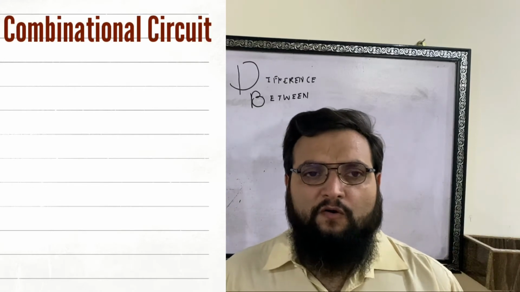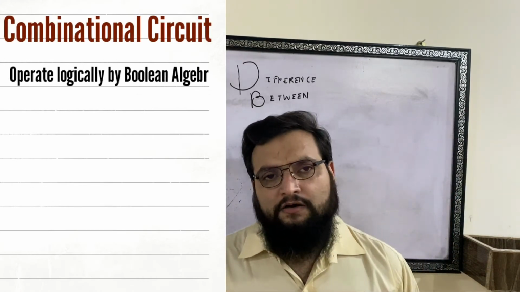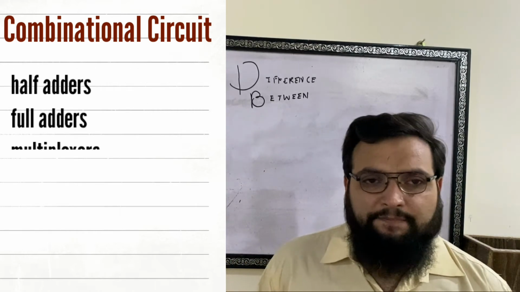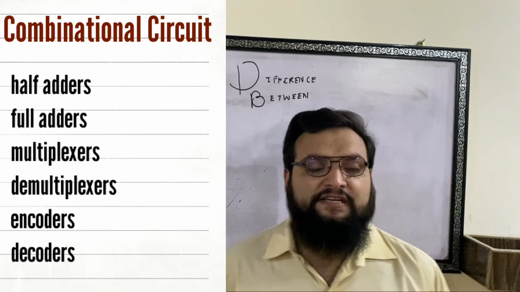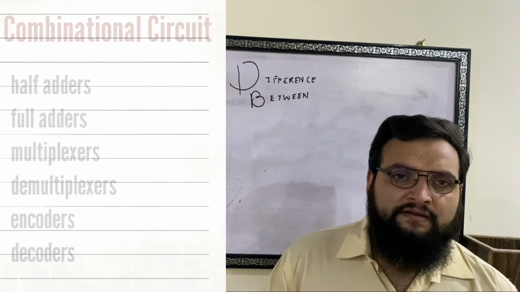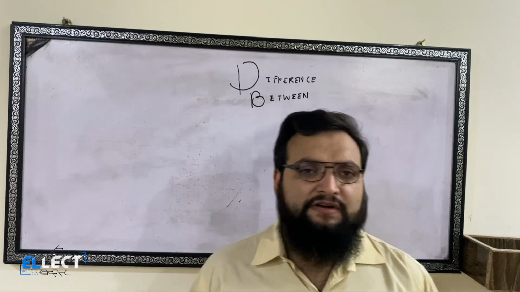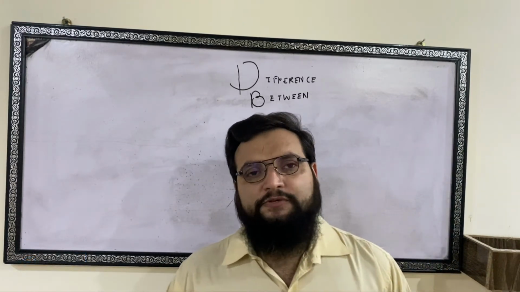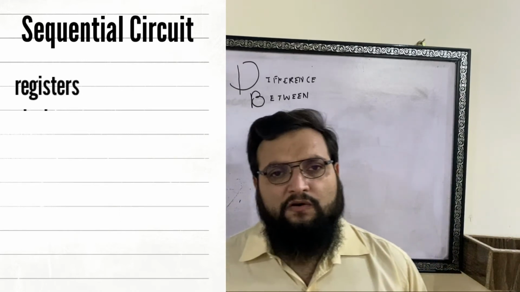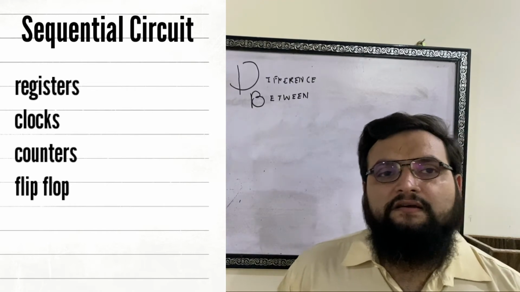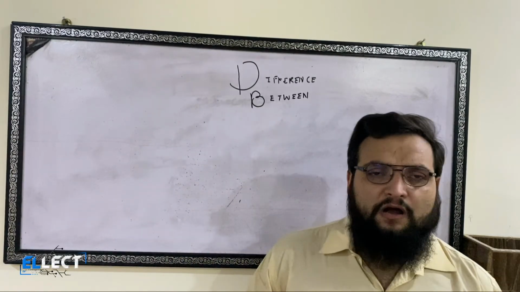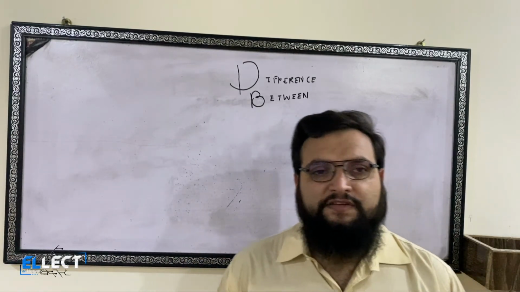Now we are coming to the examples of sequential as well as combinational circuits. The combinational circuit operates logically by Boolean algebra or truth table. So the examples of combinational circuits are half adders, full adders, multiplexers, demultiplexers, encoders, decoders, etc., because in all those circuits there is no memory, and they do not need the past input to generate the present output. Now coming to sequential circuits, the examples are registers, clocks, counters, etc. And the circuits used in computers are the combinational logic circuits as well as the sequential logic circuits.